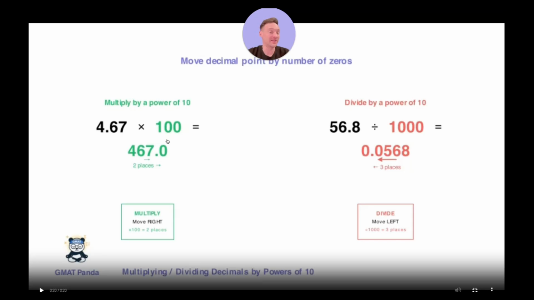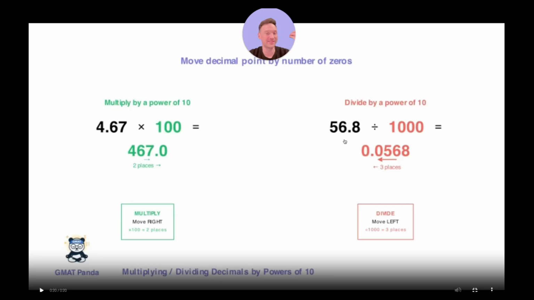And it just happens that in this 100, we have 2 zeros. So when we're multiplying by a power of 10, we count the number of zeros and we move the decimal to the right by that number of zeros. For division, it's the same thing, but to the left.